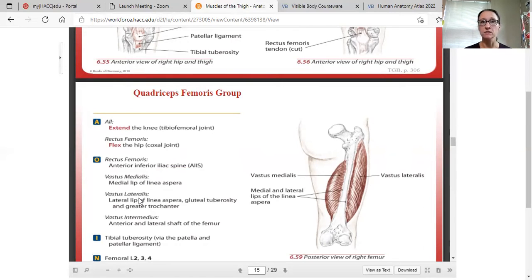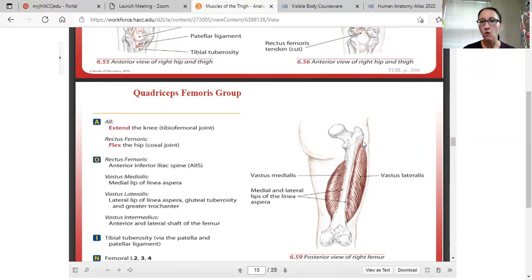Vastus lateralis, very similar to medialis, originates on the lateral lip of the linea aspera. Oh, it's going to be so easy. It also originates on the gluteal tuberosity and the greater trochanter because it's so big. Okay, so look, you have all of this here. That's the lateral lip of the linea aspera, but then it comes all the way up here, hits the gluteal tuberosity, and comes all the way up to the greater trochanter here.